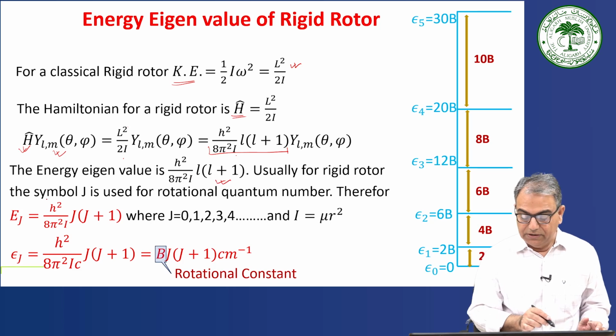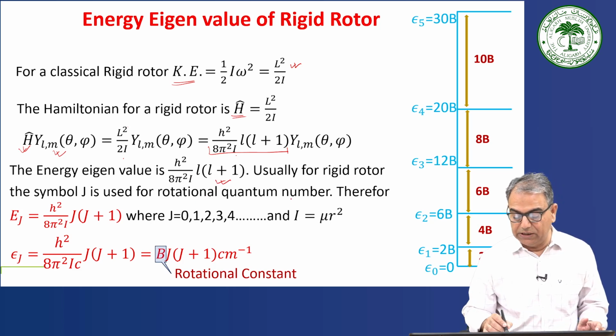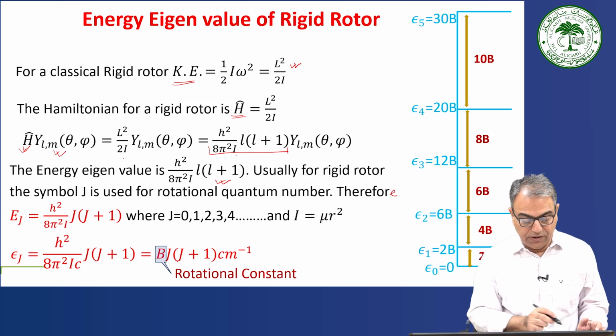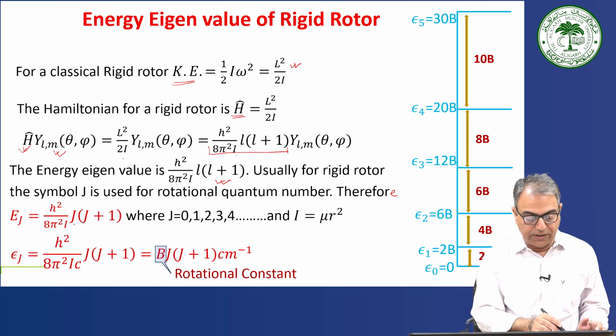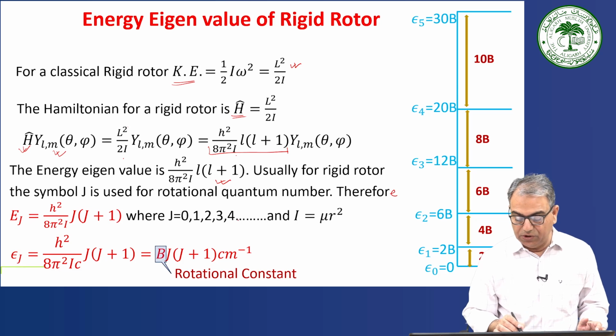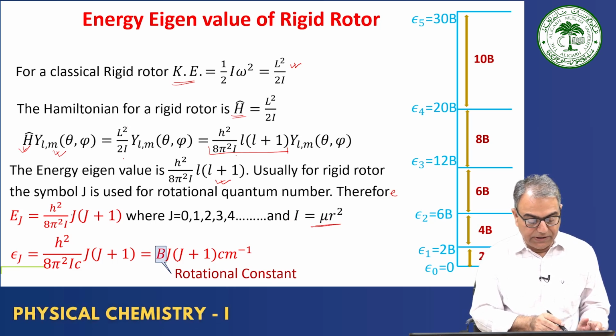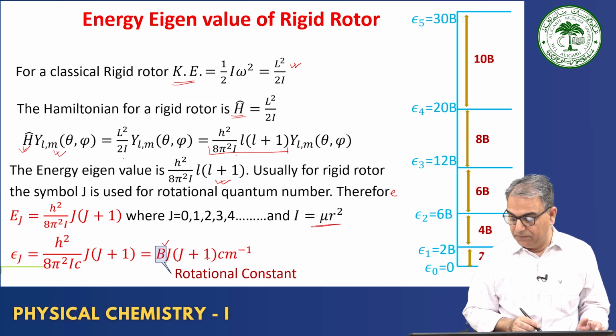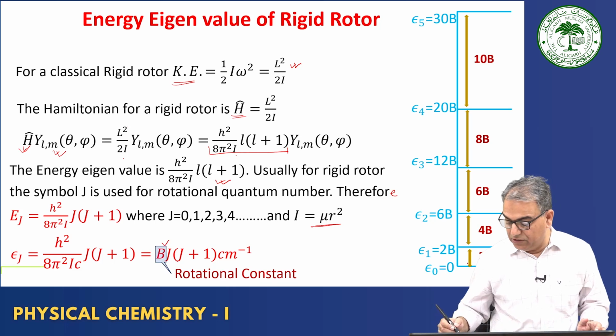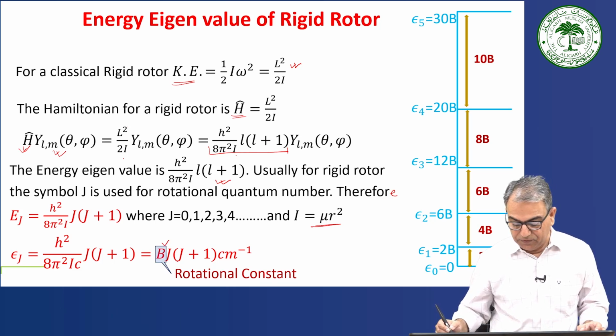Usually for the rigid rotor, the symbol J is used for the rotational quantum number, and therefore E_J is equal to h square divided by 8 pi square I, J into J plus 1, where J is equal to 0, 1, 2, 3 and I is equal to mu r square. This quantity when converted into wave number equals h square divided by 8 pi square I c, and this is written as the rotational constant B, and we say the energy is equal to B J into J plus 1. So if you use J equal to 0, the energy is equal to 0.